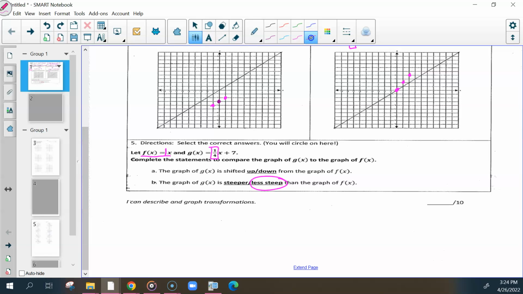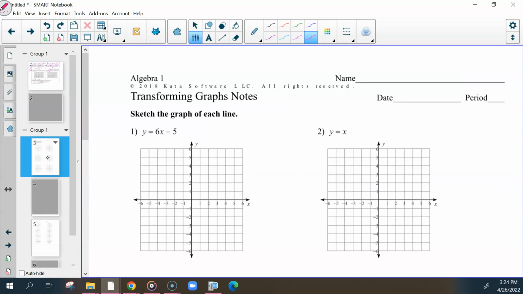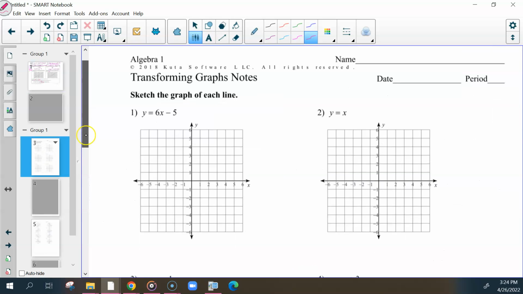Okay, and then looking at our y-intercept of plus 7, if our y-intercept here is 0, it went up to 7, so this would be a shift up. All right, we are going to do just a few more just so you see how these work.